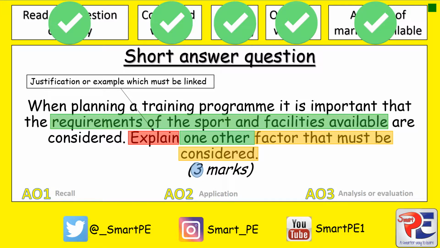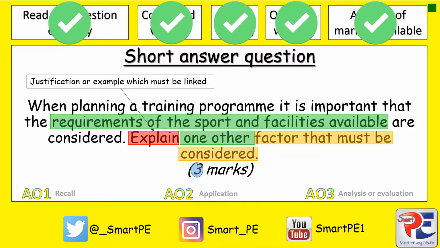2 application. It is important that you've fully read and understood this question because the question actually states 2 of the 3 possible factors to consider. So it's really important that in your answer you don't repeat any of those 2 factors. So for the first mark for assessment objective 1, you need to give the other factor that must be considered when planning a training programme. And remember, you can use your revision cards or notes to help you answer this part of the question.